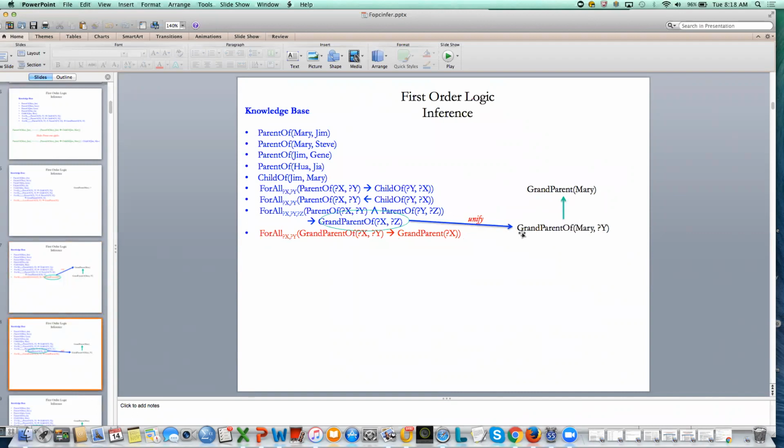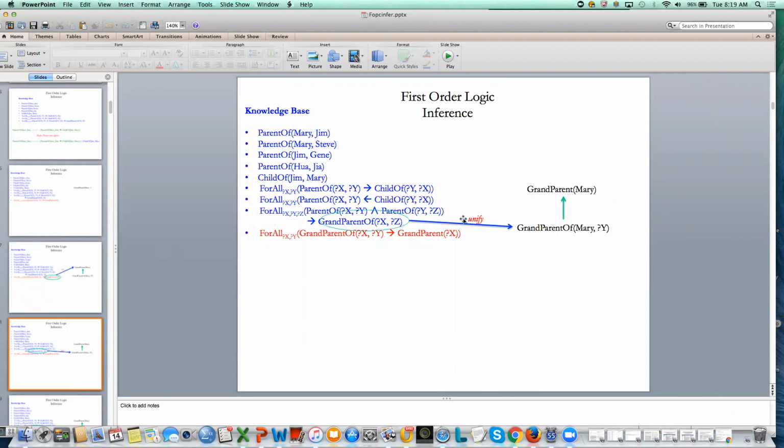From this, if we can demonstrate the truth of this, then we can demonstrate the truth of this through modus ponens. And so we take this now. We've got to demonstrate the truth of this. We look for something in the knowledge base that might unify with that directly. There might be a statement like this, but there are no grandparent-of statements, but there is a rule with a consequent of grandparent of ?X ?Z.